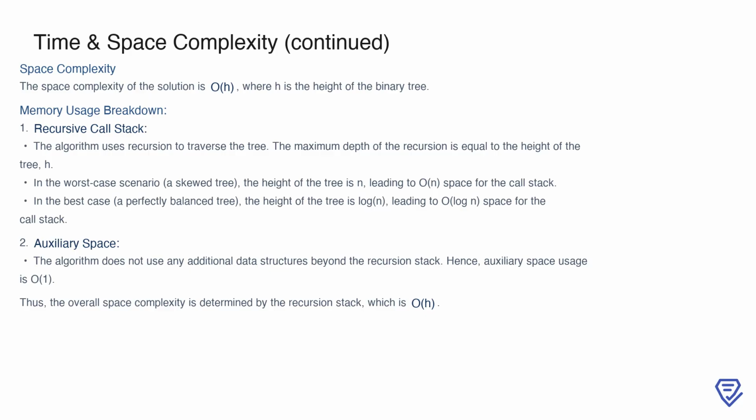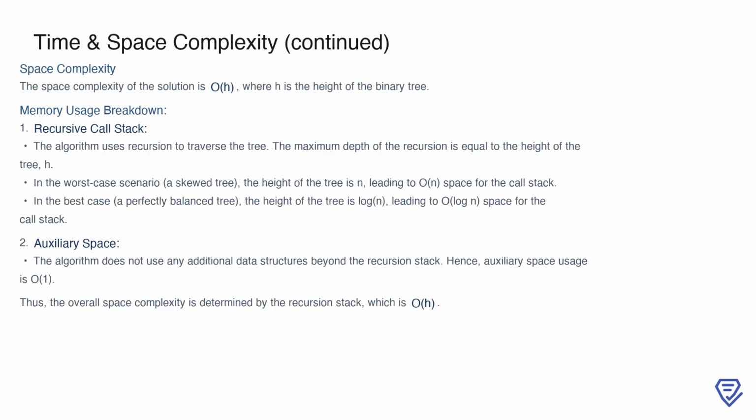Now, let's examine the space complexity, which is O(h), where h represents the height of the binary tree. The main contributor to space usage is the recursive call stack. Since the algorithm employs recursion to traverse the tree, the maximum depth of the recursion corresponds to the height of the tree. For a perfectly balanced binary tree, the height is log n, which means the space complexity is O(log n). Conversely, in the worst-case scenario of a highly skewed tree, the height is equal to the number of nodes, n, resulting in O(n) space for the call stack.